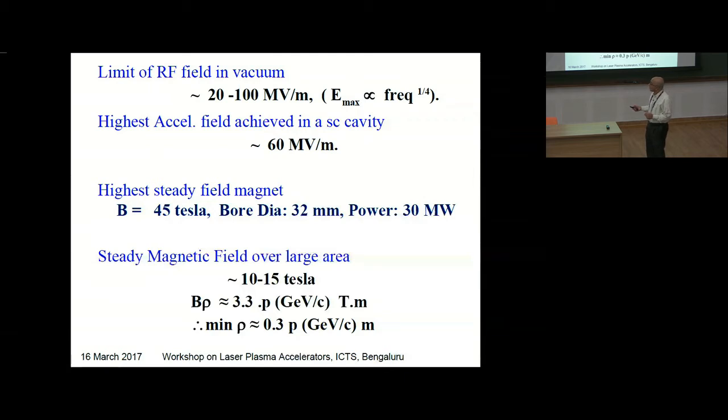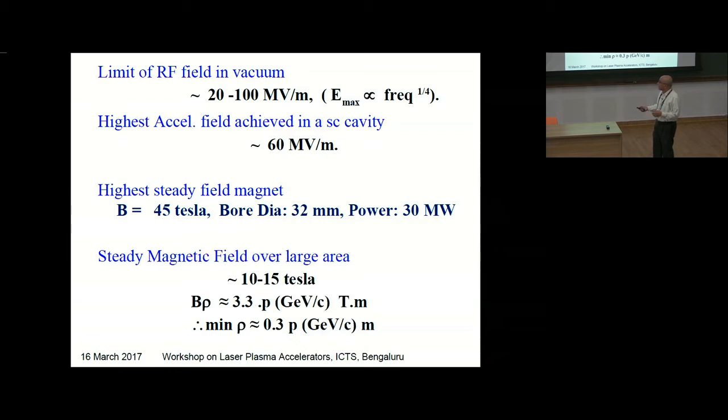The highest steady field magnet that has been made, this is in Florida, the National High Magnetic Field Laboratory, is 45 Tesla. But it has a very small bore diameter, only about 1.25 inch, 32 millimeter diameter, and it requires 30 megawatts of power to generate this field. So you can see that making magnets of this type, at a large size of kilometers, is almost impossible. At the moment, unthinkable economically.